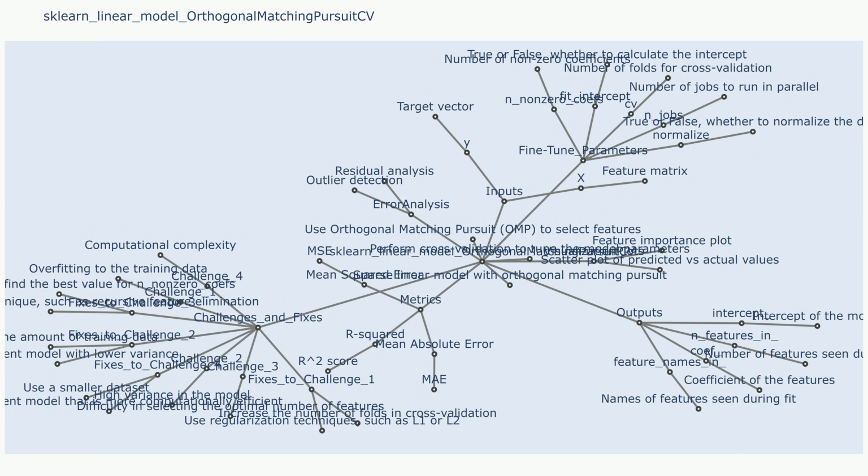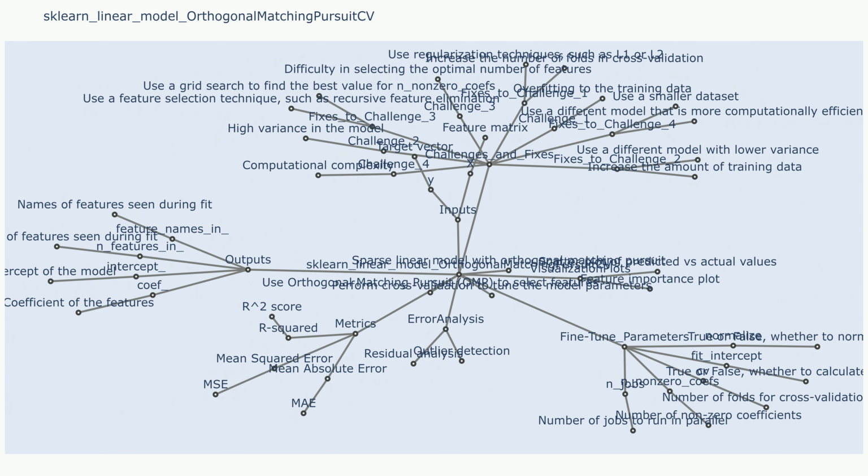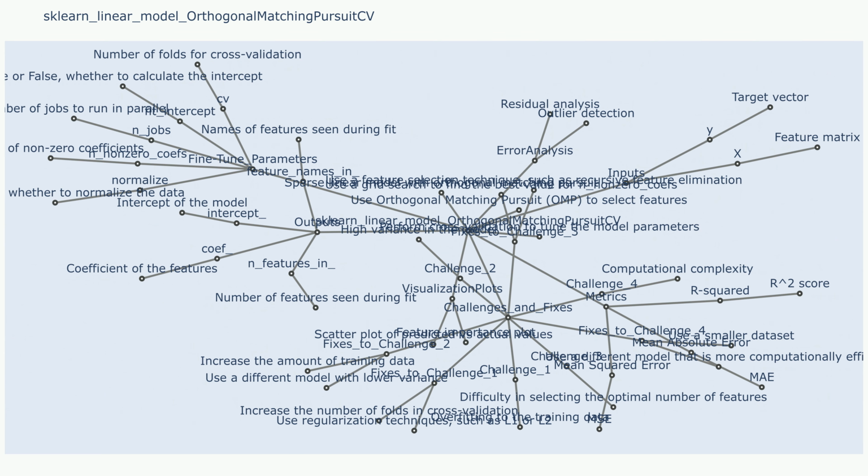Challenge 2. Feature selection bias: when the feature selection process is biased towards certain features, leading to inaccurate model predictions. Sample use case that resulted in challenge 2: using a biased feature selection method or having correlated features in the data. Fixes to challenge 2. Use a more robust feature selection method. Remove correlated features from the data. Use feature scaling techniques to normalize feature values.